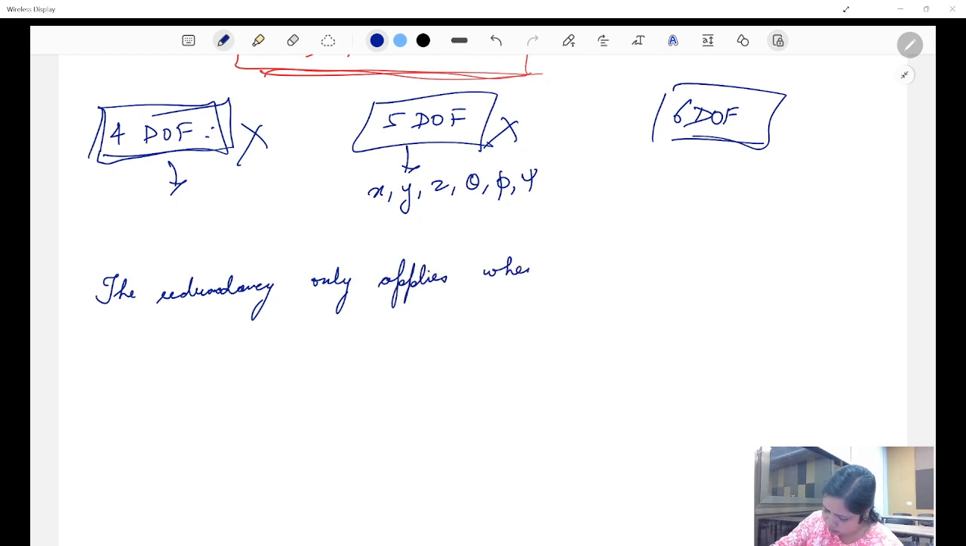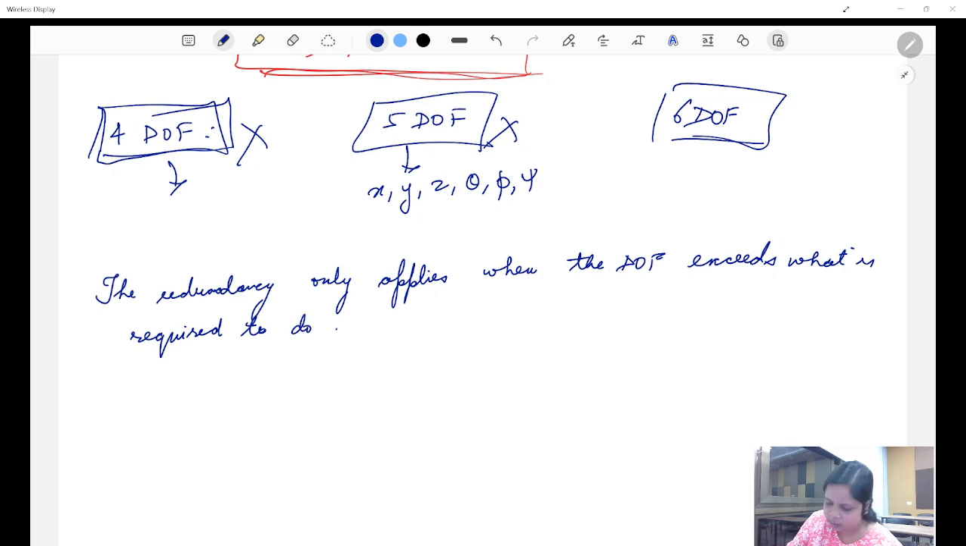The redundancy only applies when the degree of freedom exceeds what is required to do a task. Okay. Let's move to the next question.